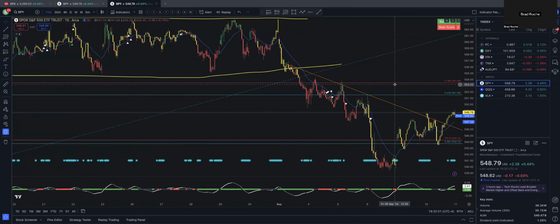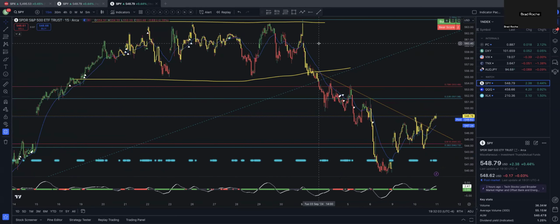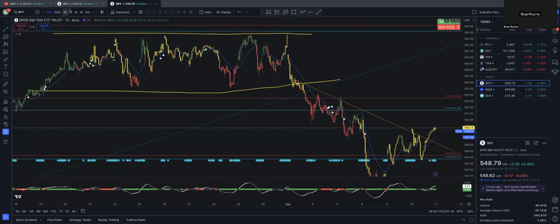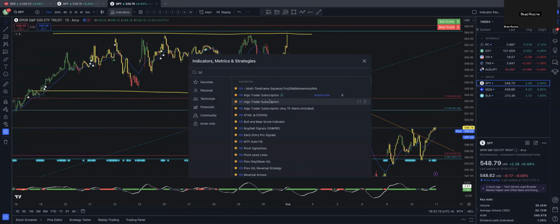Then when we're in a range, what do we do? We sit on our hands, and I'm actually working on another indicator to trade ranges. Okay. So I'm working on that. Just a side note.